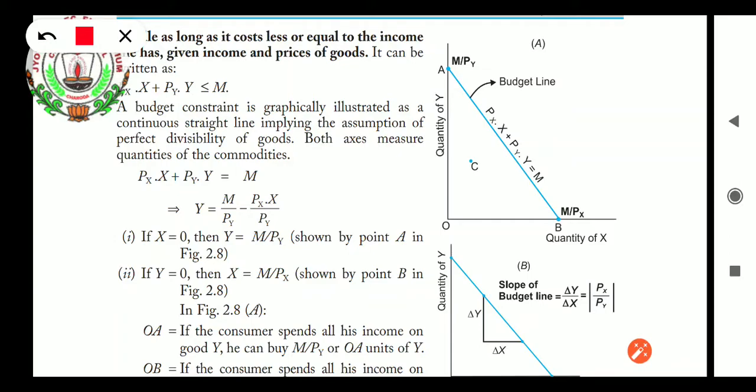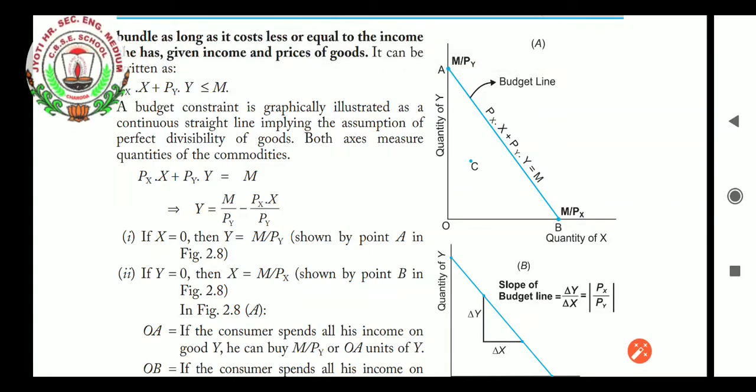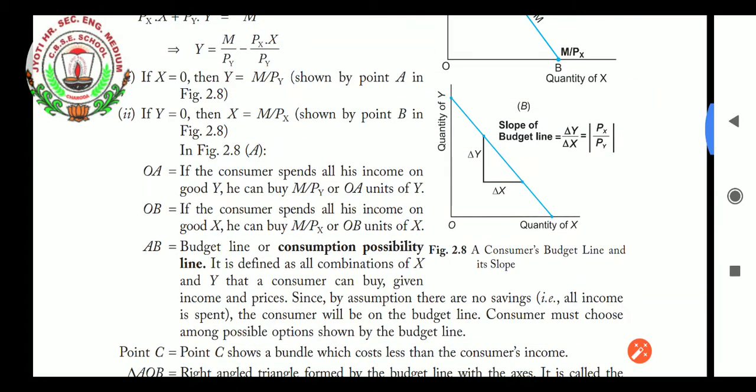If we have 200 rupees, we can purchase up to 10 units, that is the point A. And if we expand x, then here we can get B, that is 5 units. So this was the situation. Then this line itself is known as the budget line. Now we can see the slope of the budget line. The budget line is a straight line.